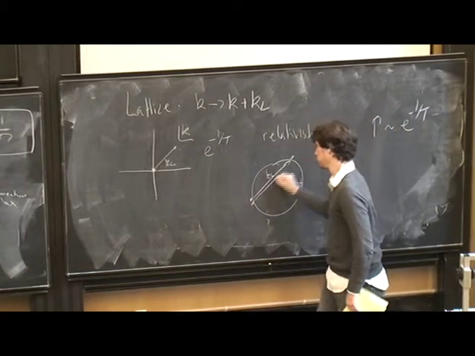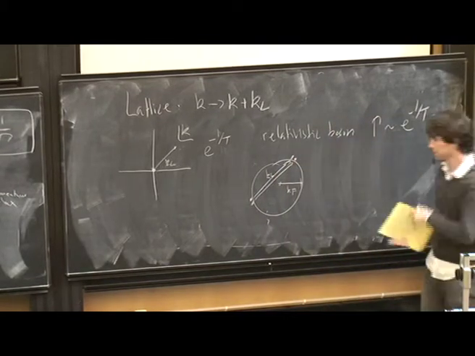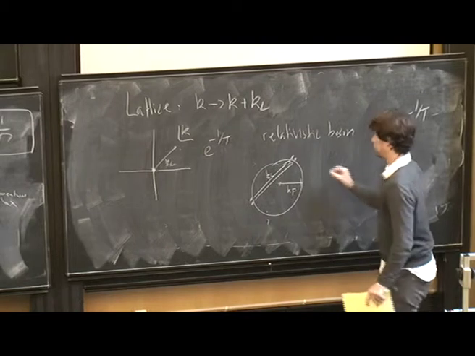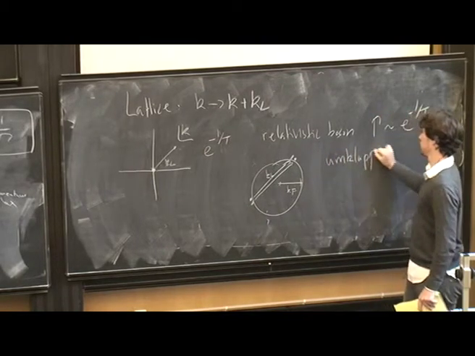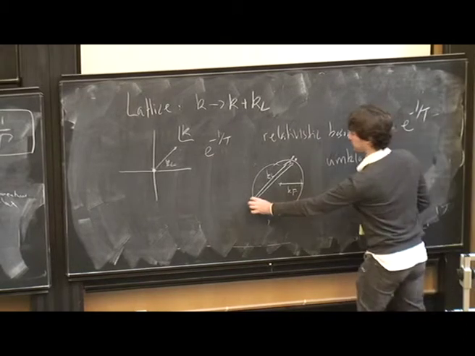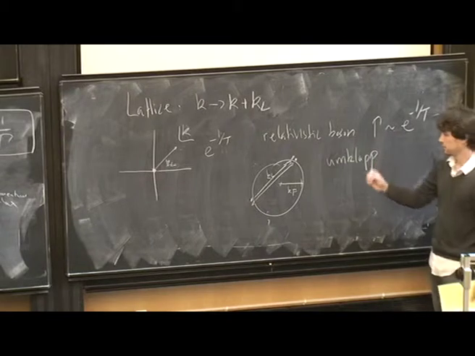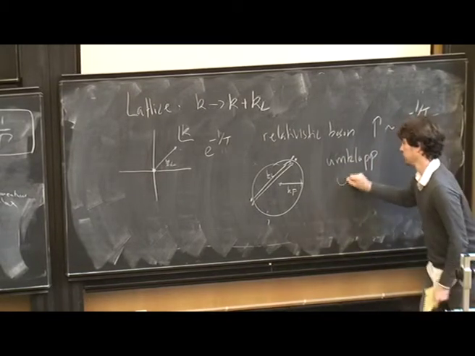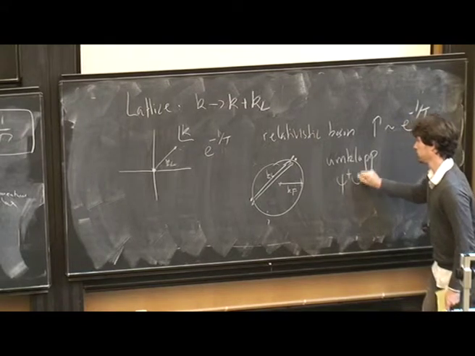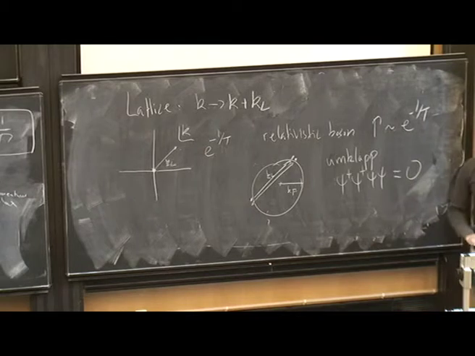It turns out there's a slight subtlety: one electron is not good. You need to move two electrons at once. This is called an Umklapp process. Umklapp is a process where you take two electrons here and you move them over there. That's described by a certain operator, two electrons: psi dagger, psi dagger, psi, psi.